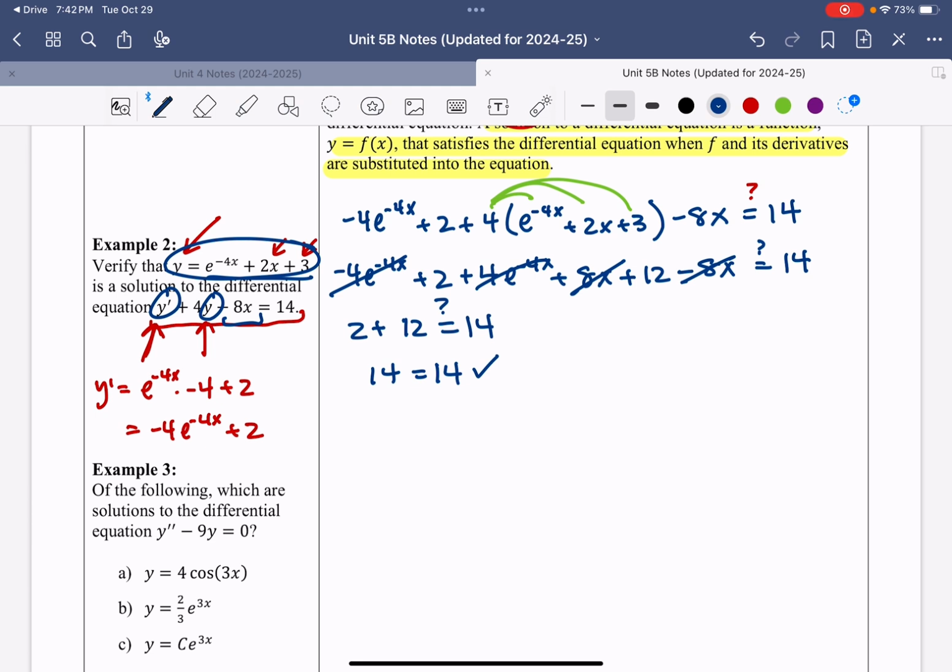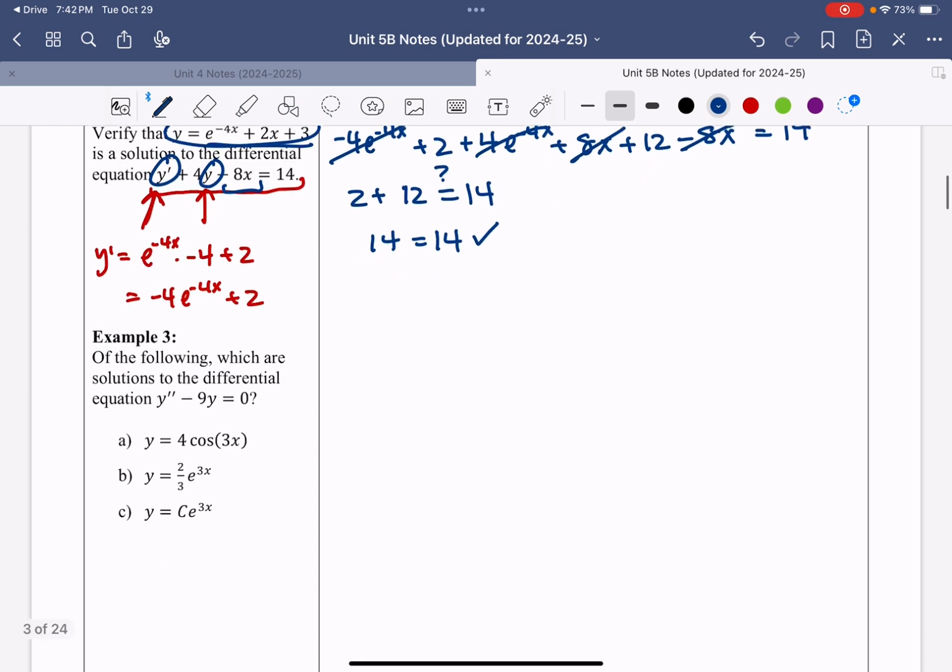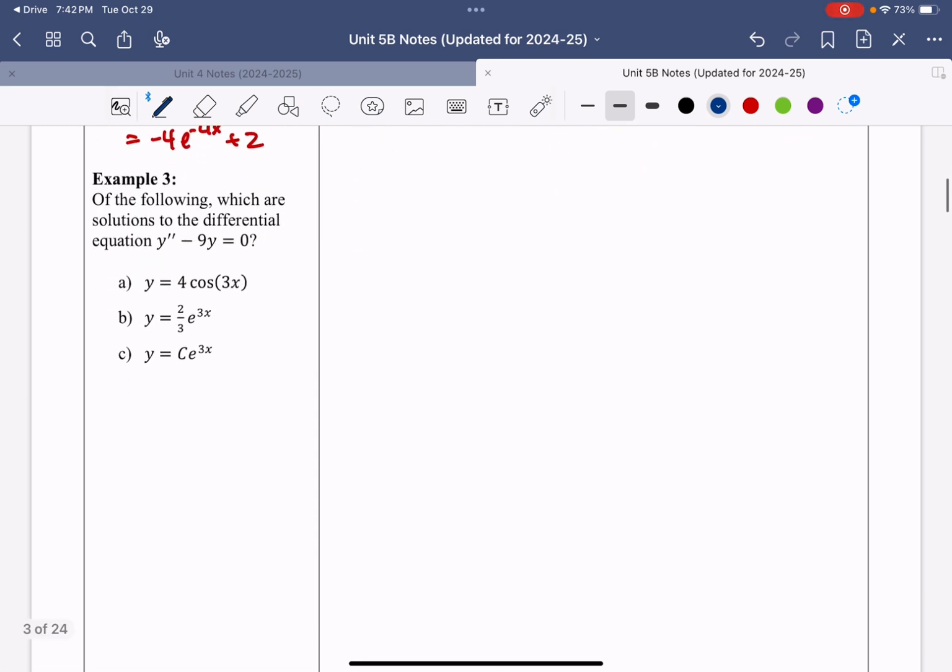So I know what you're probably thinking. That seemed pointless. Well, there can be multiple solutions to a differential equation depending on what our functions are. That's what we're going to see in example 3. Okay, so this is more of a multiple choice question. It says, of the following, which are solutions to the differential equation y double prime minus 9y equals 0? So there could be multiple functions that actually satisfy this. So we're going to go ahead and figure out which ones will.